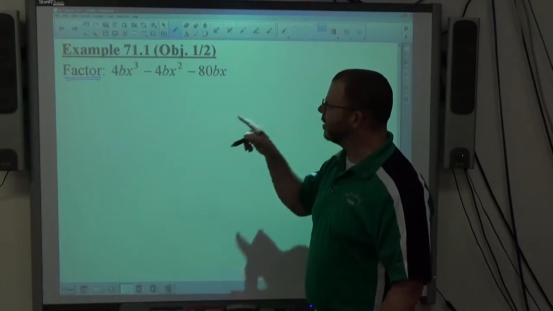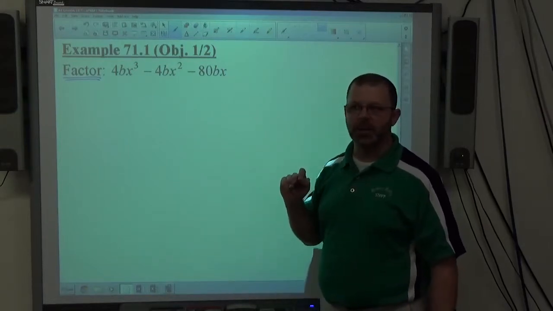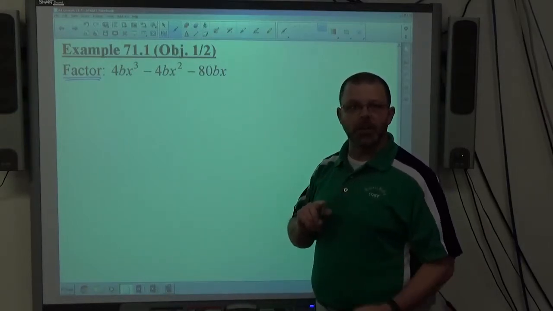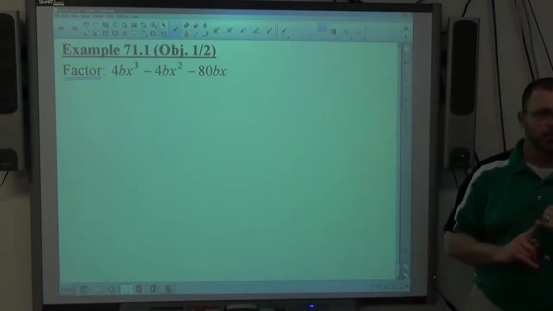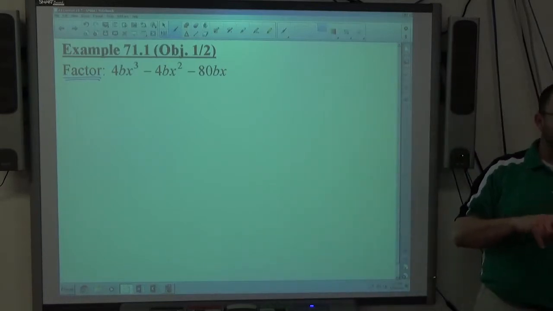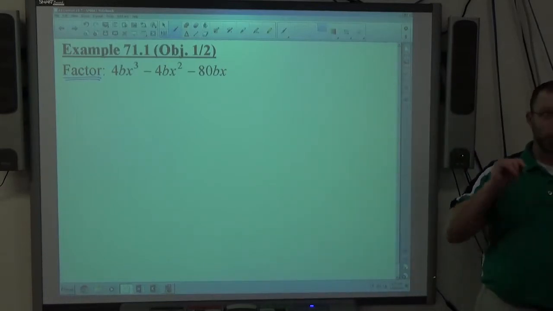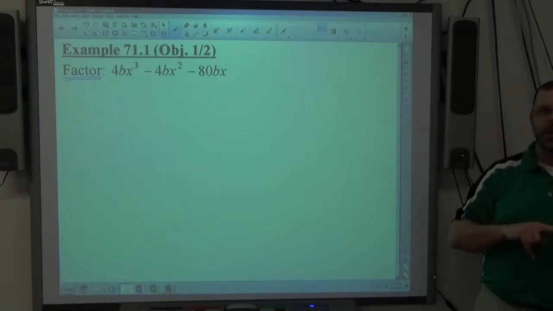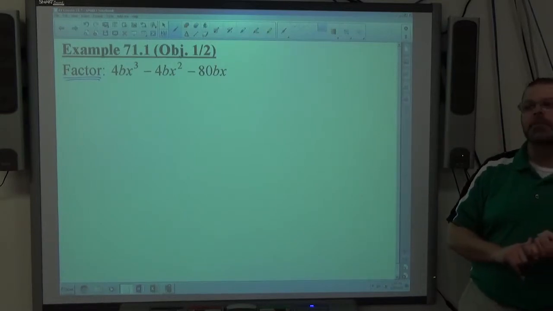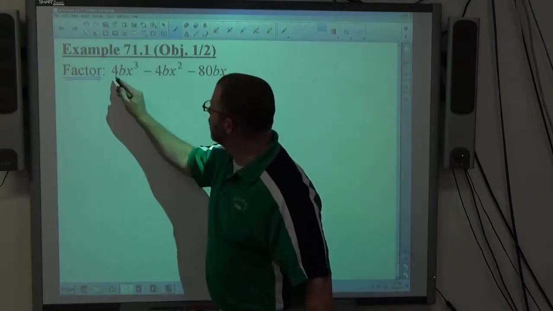Hopefully you guys can look at these things and identify a common factor pretty easily. The greatest common factor is the largest number that divides into all the numbers, and the smallest power of a common letter. So let's take a look at the pieces here.